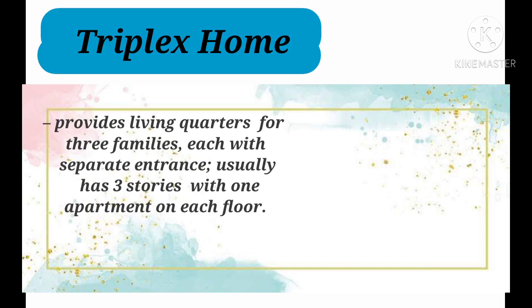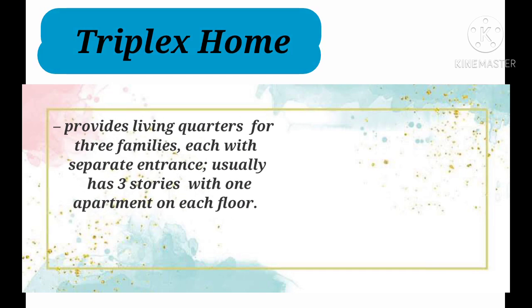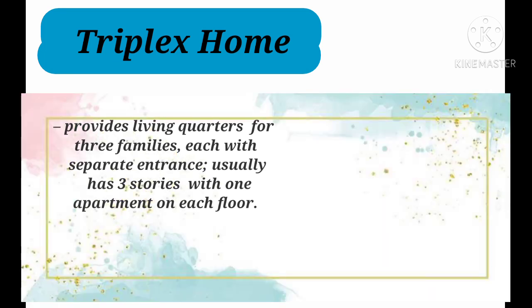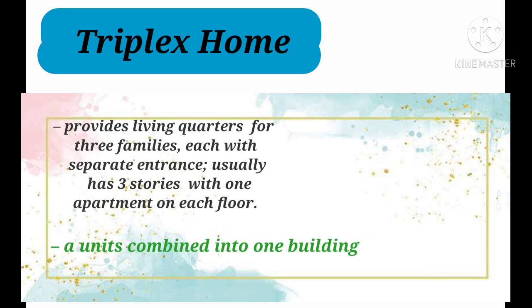A triplex home is a house that provides living quarters for three families, each with a separate entrance. It usually has three stories with one apartment on each floor. It is a unit combined into one building, with the individual units sharing one or two common walls.